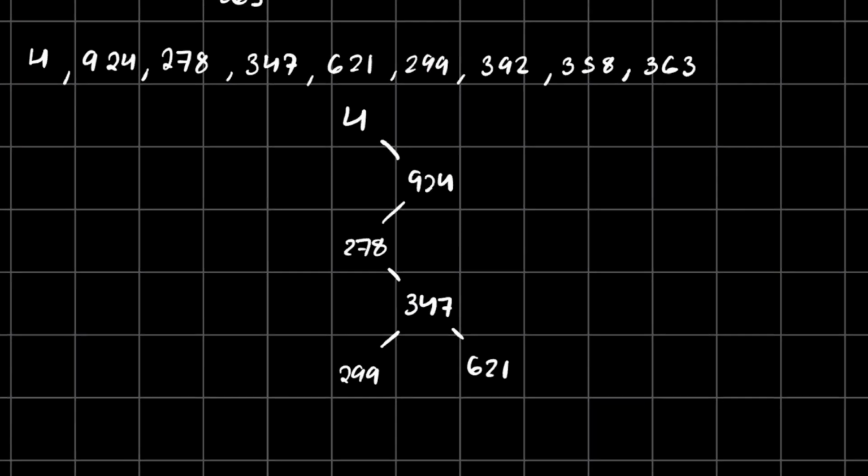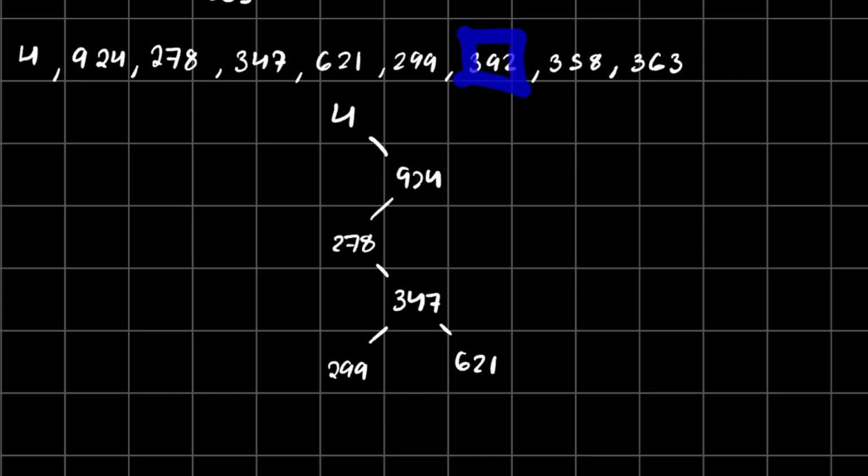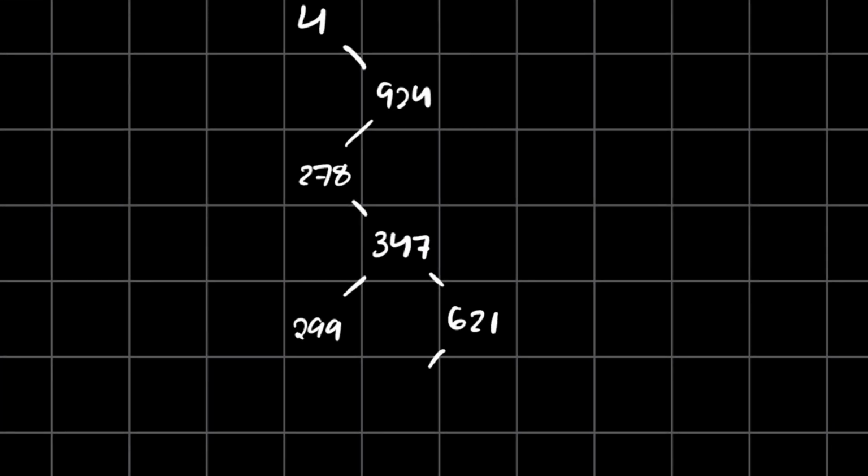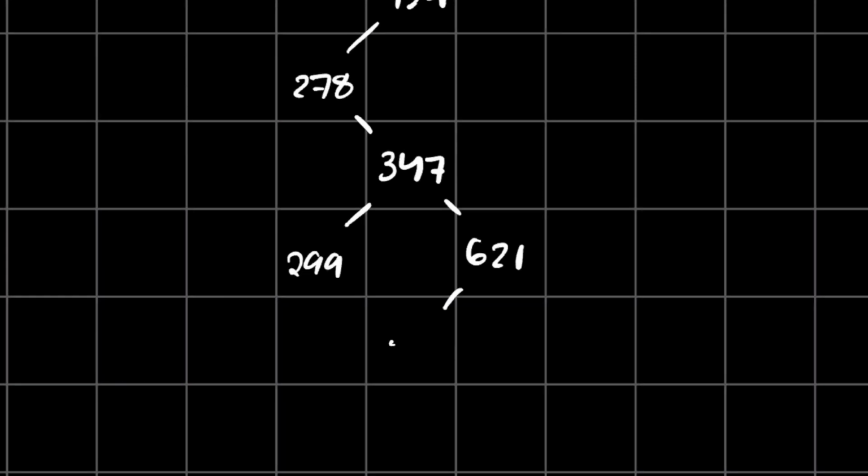Right? And then we're going to check for 392. We go 4, right, then left, then again right, because 392 is bigger. So after this it's going to be bigger than 347, so we're going to go to the right. And then we're going to go to the left of 621 as it's lower. So that's going to be 392.